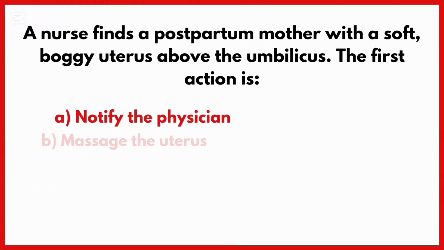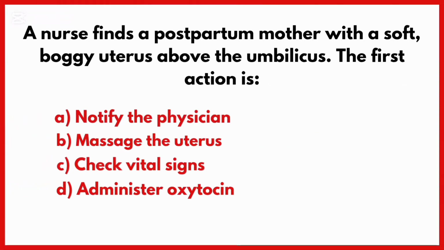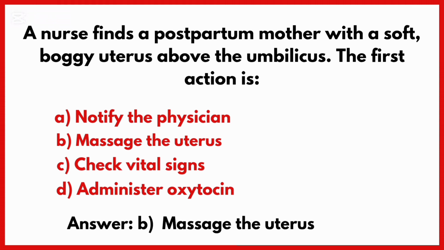A nurse finds a postpartum mother with a soft boggy uterus above the umbilicus. The first action is. Correct answer is option B, massage the uterus.